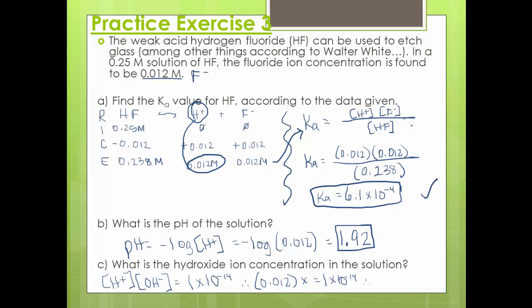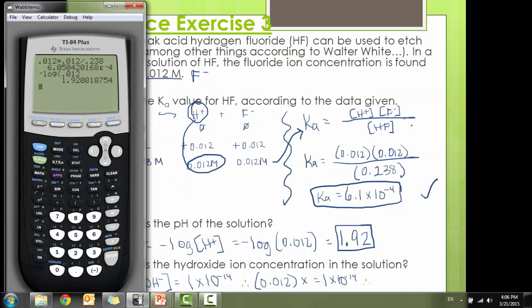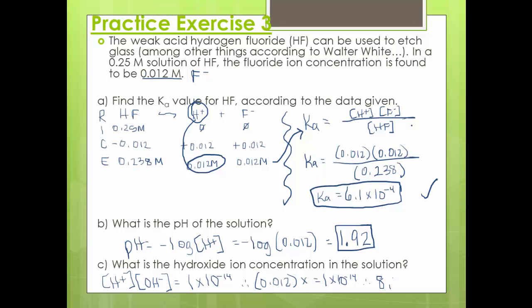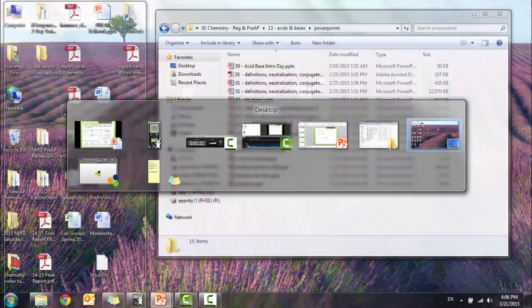So we're going to solve for our hydroxide concentration by dividing. So 1 times 10 to the negative 14, close parentheses, divided by 0.012. 8.3 times 10 to the negative 13. 8.3 times 10 to the negative 13 molar. All right. So that's a great example of a weak acid problem and all the different kinds of things you could figure out doing that.